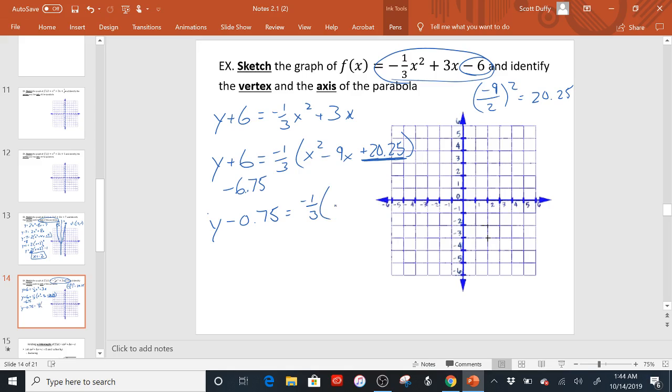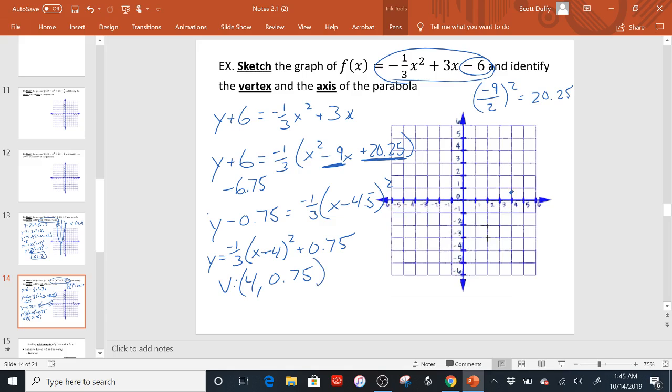And then remember, it's always going to be x and then half of this number. So x minus 4.5 squared. And then I have to add the 0.75 to the other side. And my vertex is going to be at 4.5, 0.75, right there.